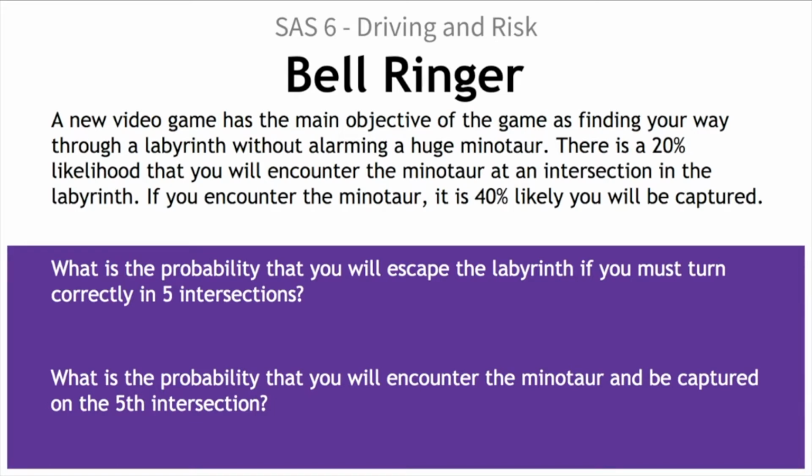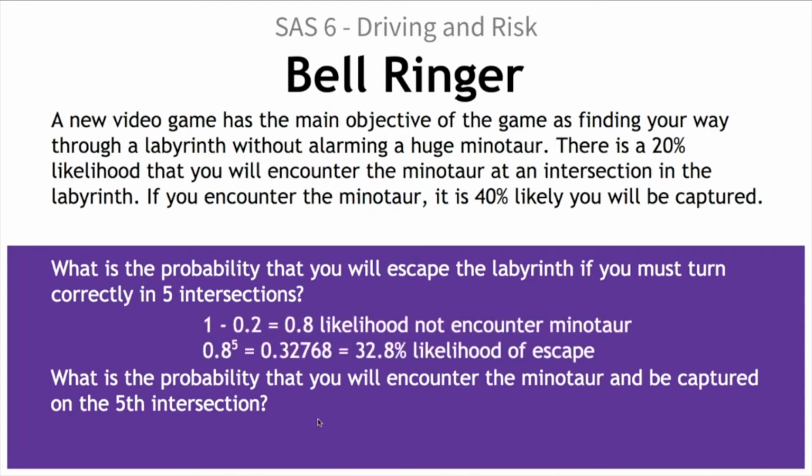So let's look at that. Personally, it's going to be difficult to determine it. But the probability that you'll escape a labyrinth if you must turn in 5 intersections: first of all, the likelihood to not encounter the minotaur is 80% of the time. But it's 5 times, so it's 0.8 to the 5th power. So 0.8 times 0.8 times 0.8 times 0.8 times 0.8 is 0.32768. There's a 32.8% likelihood of escape.